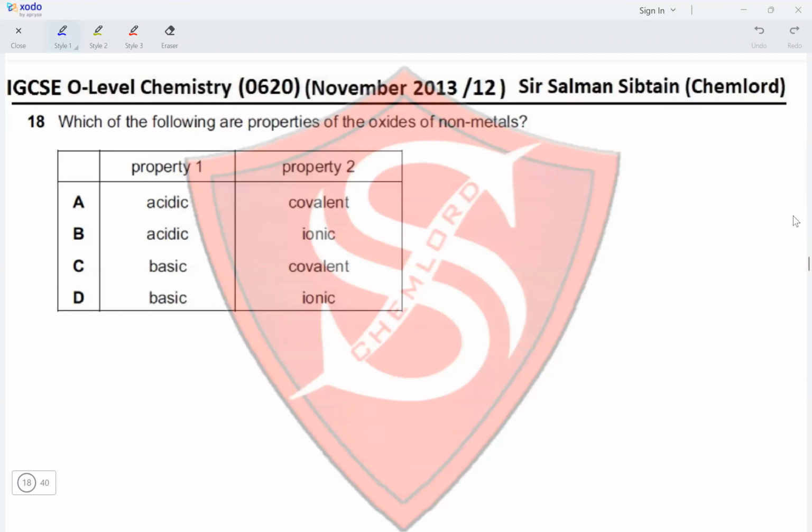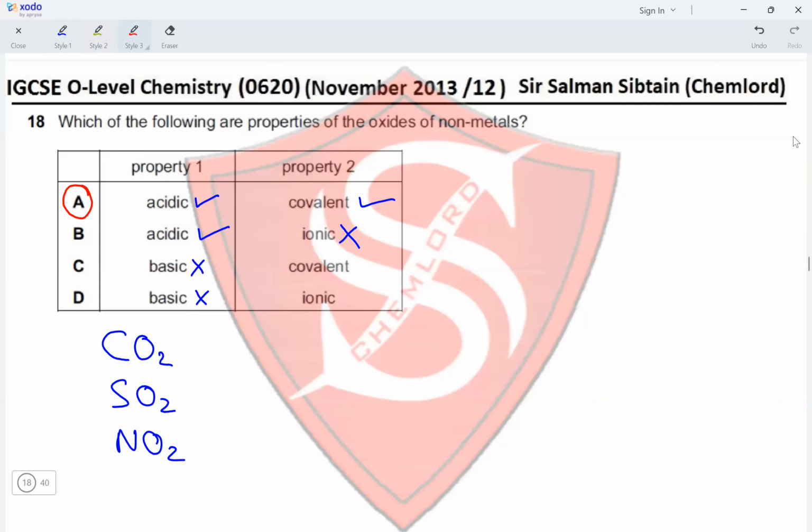Question 18. Which of the following are properties of the oxides of non-metals? So oxides of non-metals are carbon dioxide, sulfur dioxide, nitrogen dioxide. So what are the properties? They are acidic or basic. These are all acidic, eliminating options C and D. And property 2 is, are they covalent or ionic? These are all covalent compounds, eliminating option B and making option A the correct option for this question.